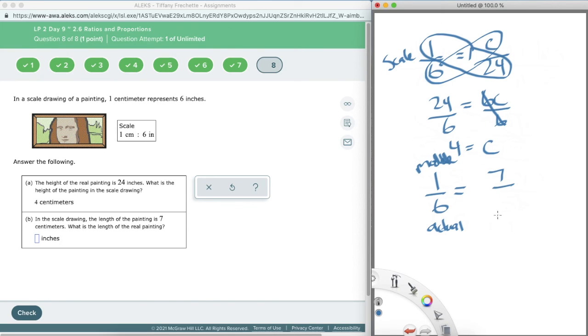And I'll use a capital I there. I would never use a lowercase i because that could kind of look like a 1. So just be careful with that. So now you're going to cross multiply. I times 1 is just going to be I equals 6 times 7 is going to be 42. So the number of inches, if I have 7 centimeters, would be 42 inches.